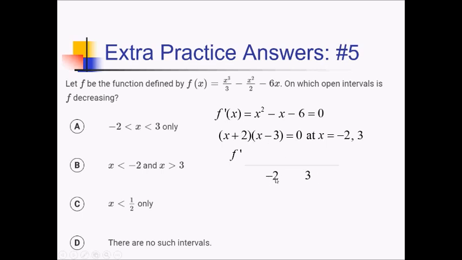So something to the left of negative 2, let's try out negative 3. That gives me a negative times a negative, which is a positive. And 0 is a good number on this middle interval. That's a positive times a negative, coming out negative. Something bigger than 3, let's go with 4. Positive up here is going to give us positive over here. So we see here that f prime is less than 0, is negative on the interval from negative 2 to 3. Therefore, f itself is decreasing on negative 2 to 3, which is going to give us answer choice A.